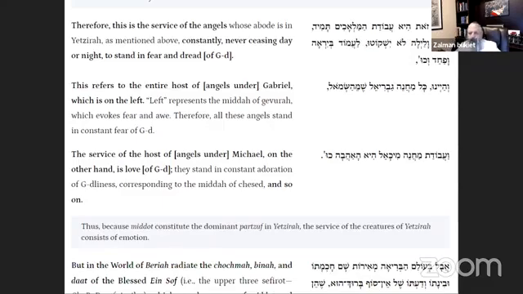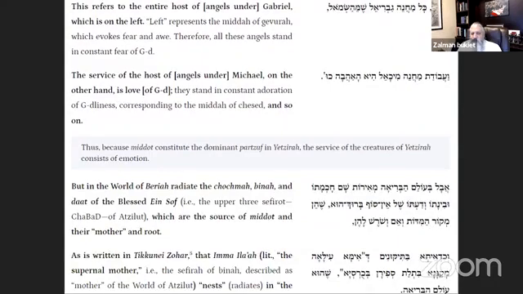And then you have the camp of Michael, the angels of Michael, the Ahava. That to the right, they're standing always in Ahava. They don't take vacations, they're 24/7. So too the souls. A neshama that goes lemaalah, after 120 years, there's no time in lemaalah, there's no rest, there's a constant avodas Hashem. They're constant 24/7 in the service of HaKadosh Baruch Hu. Thus, because the midas constitute the domination of parts of Yetzirah, the service of the creatures of Yetzirah consists of emotion.